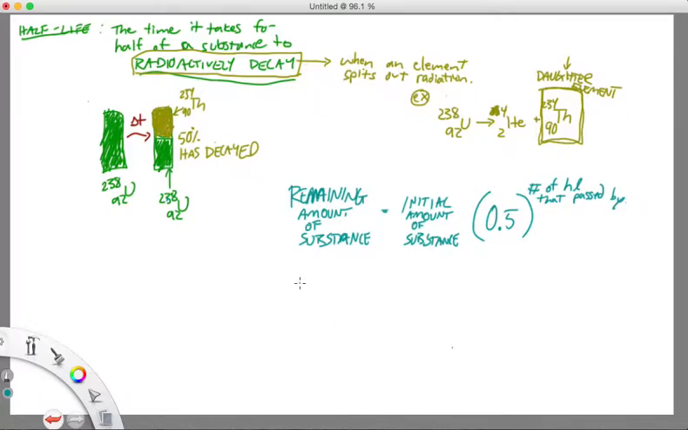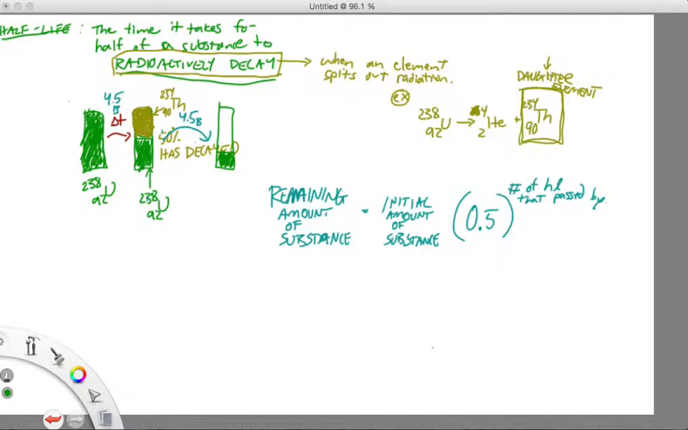Okay, so this should make some sense. Every time you have a half-life, so let's say we go another 4.5 billion years here, think about what would happen to this bar. Let's say this is 4.5 billion years again. What would happen to the remaining? Well, half of the remaining would be left. So instead of this, it would be like half of that.